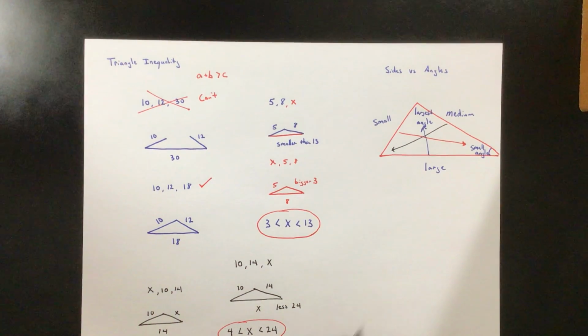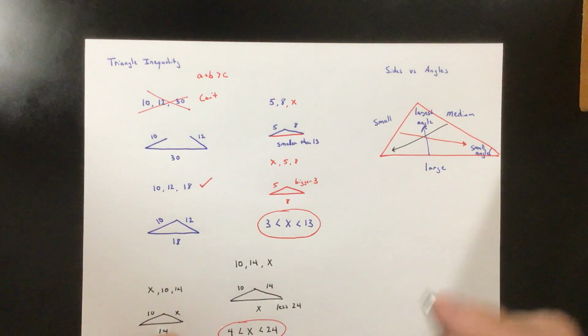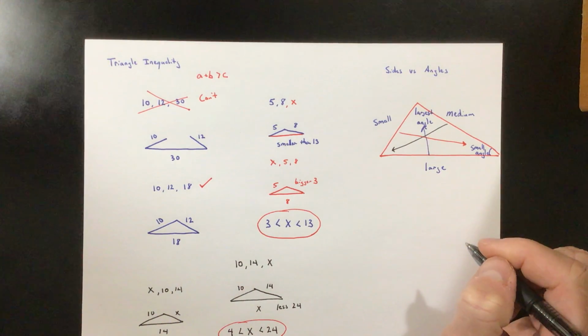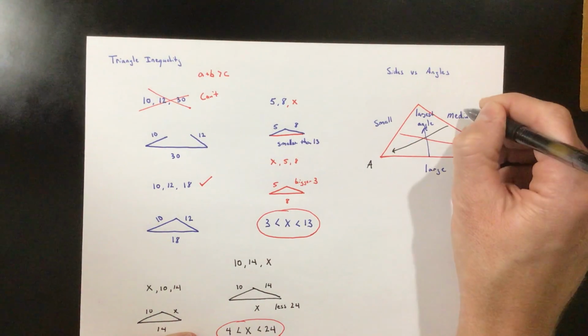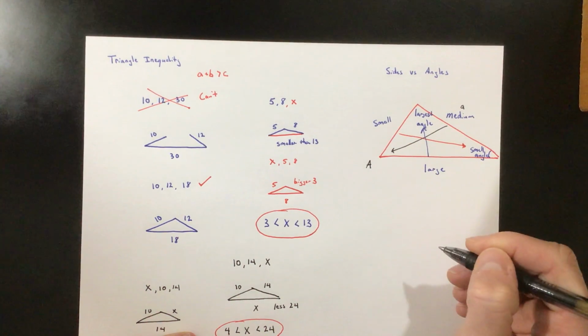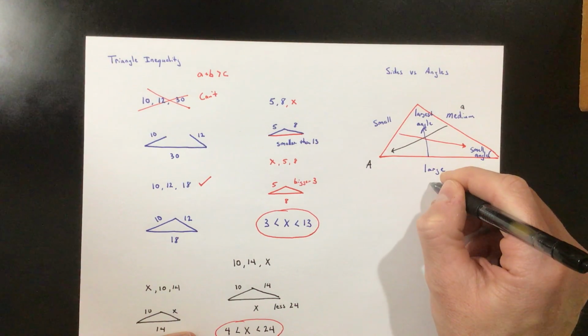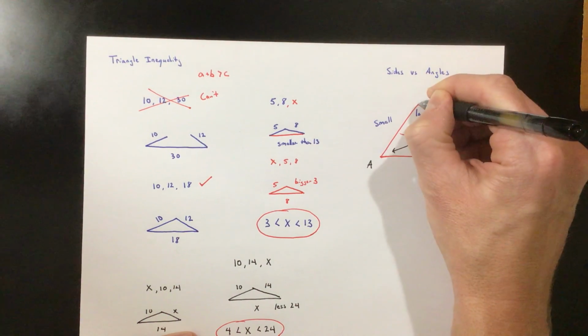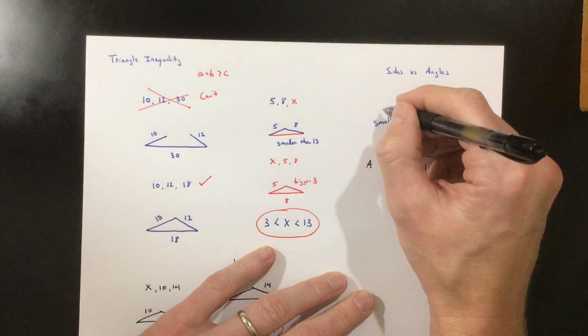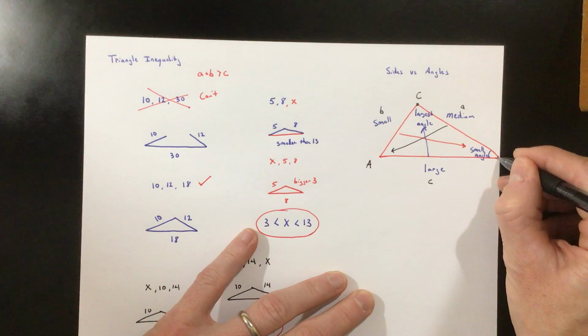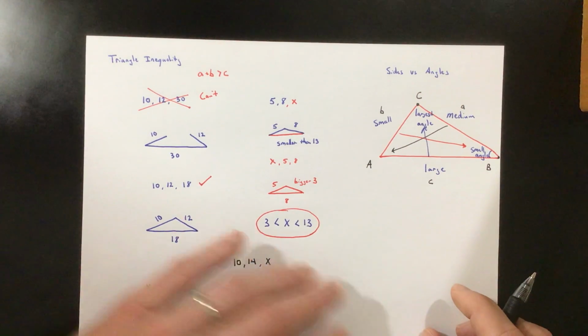Okay? You don't have the tools right now to actually find them, but you do have the idea of ordering them. Okay? So if this is angle A, this would be side length A. If this is side length C, this would be angle C. For angles, we use uppercase letters. For side lengths, we usually use lowercase. So the small one would be B, and then this would be angle B.